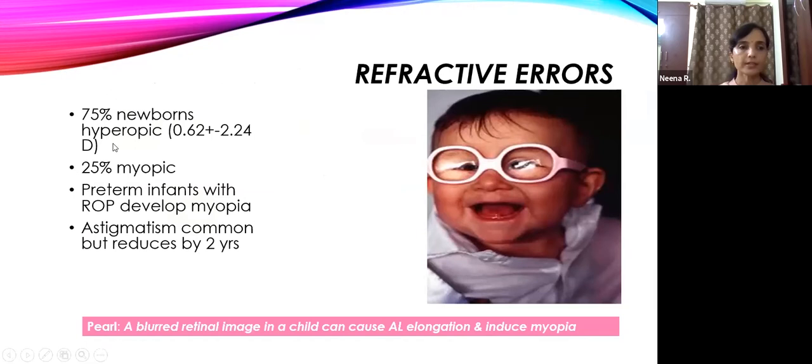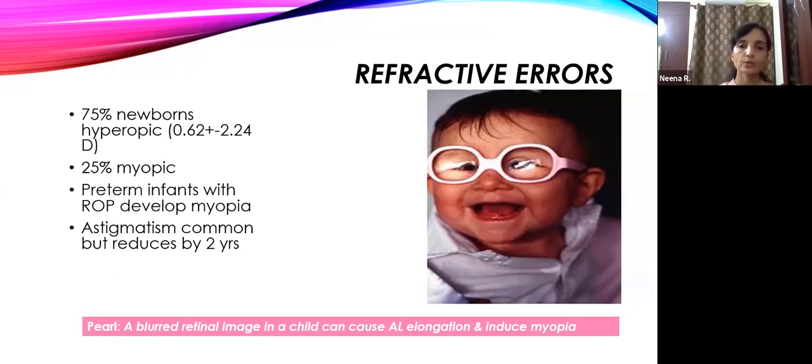Refractive errors are again very common, and most of the children are born hypermetropic. Some of them may be myopic at birth, and these children need earlier follow-ups and examinations. Some children are prone to develop refractive errors more than others, especially preterm infants, especially those with ROP, and especially if they've had laser treatment for ROP, who will definitely develop myopia at some point of time. Astigmatism is quite common in children, but it usually settles down by 2 years.